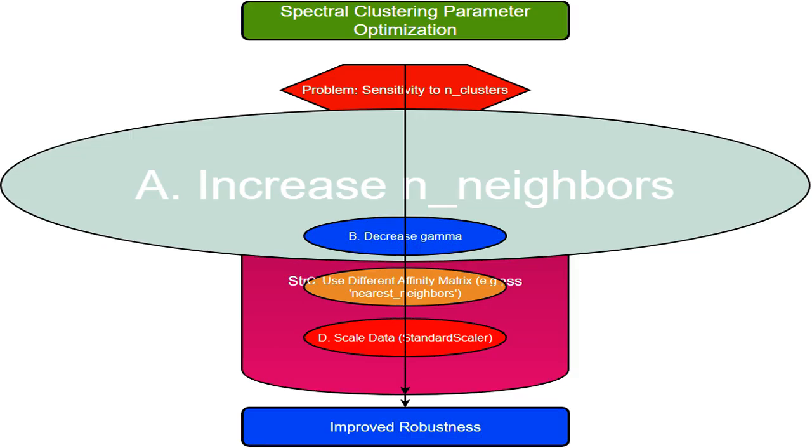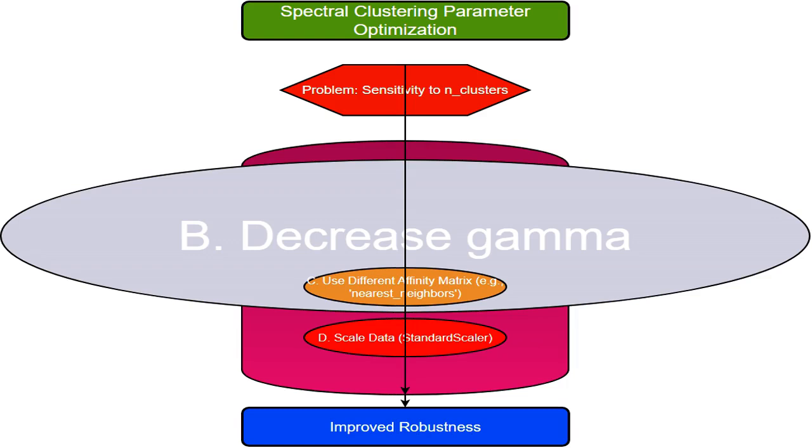This strategy focuses on the NNEIGHBORS parameter. Increasing this value considers more data points when building the relationships between them, making the clustering more stable and less sensitive to the NCLUSTERS parameter. Here we focus on the GAMMA parameter. A smaller GAMMA makes the relationships between data points smoother. This smoothing effect often helps to reduce the sensitivity of the clustering results to the chosen number of clusters.